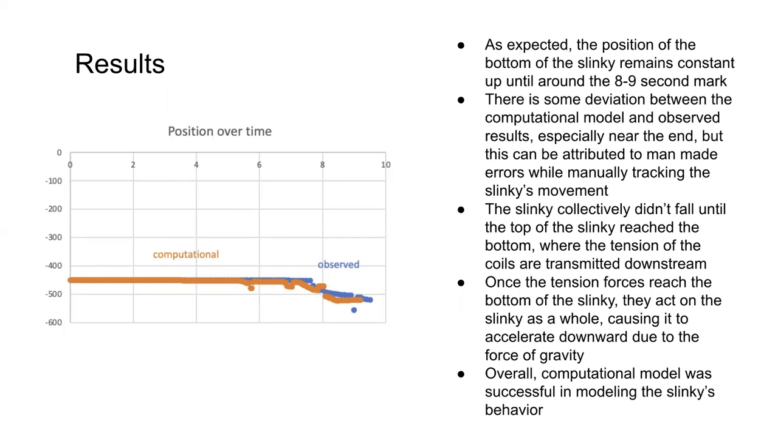So overall, we see that the slinky collectively didn't fall until the top of the slinky reached the bottom, where the tension of the coils is transmitted downstream. Once tension forces reach the bottom of the slinky, they act on the slinky as a whole, causing it to accelerate downward due to the gravitational force. Overall, I think the computational model was successful in modeling the slinky's behavior.